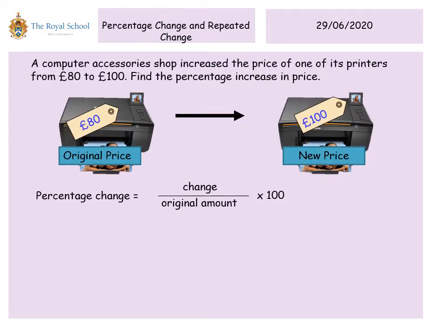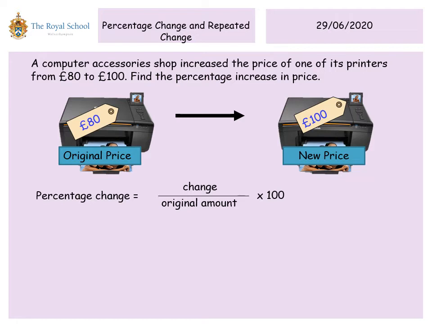An example then. A computer accessories shop increased the price of one of its printers from £80 to £100. Find the percentage increase in price. So we can see here the original price was £80, that's what it started off as, and it's moved up to £100 as the new price.